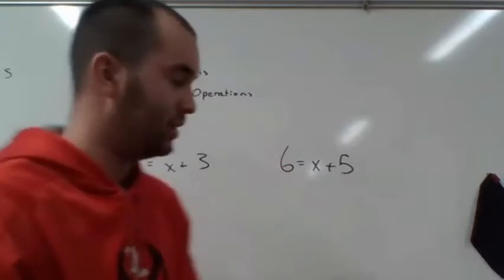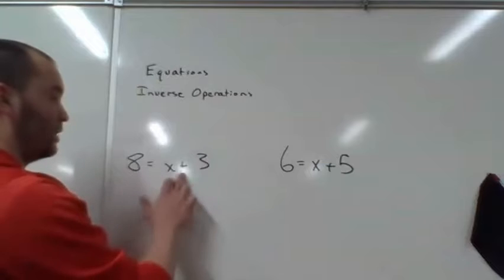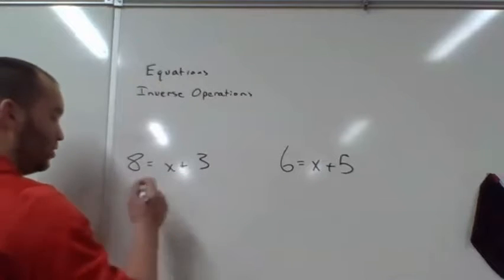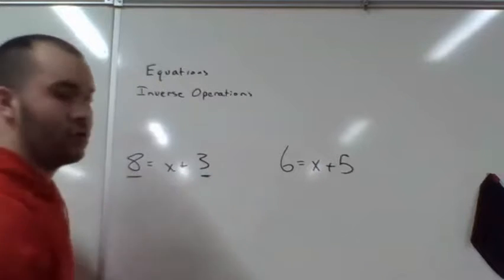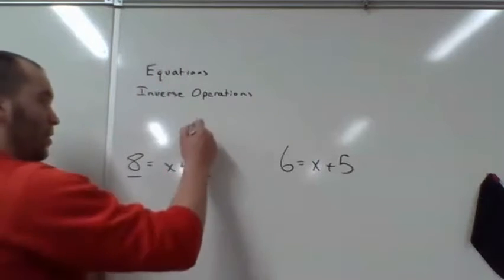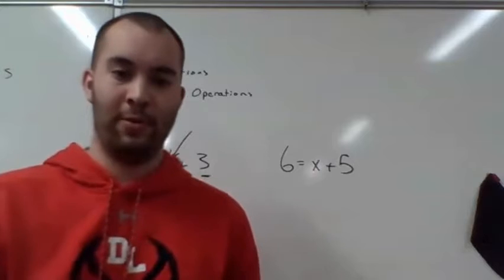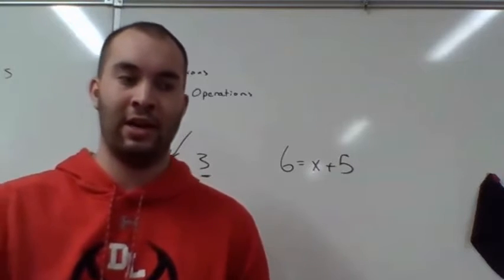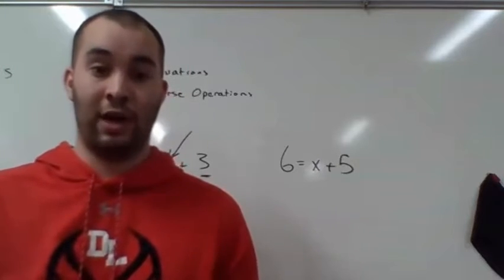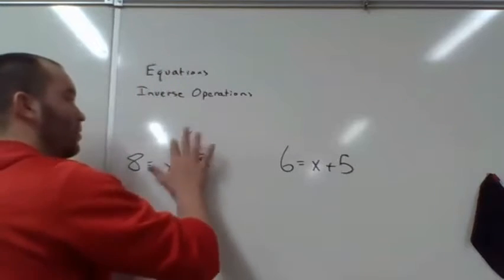And just as a quick review, if we have this equation right here, 8 equals x plus 3, these two numbers, the 8 and the 3, are what are known as constants in this case, okay? And this x and this x are both variables. And variables can be basically any letter that represents any number in the whole wide world, right? So there's our variables.